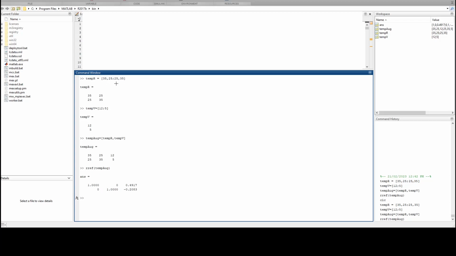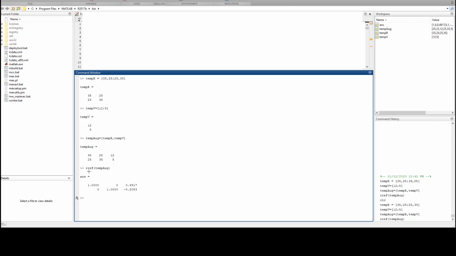You can see it's in the exact same form. I want to put it on the right-hand side, so I don't use a semicolon. I just use commas, temp R, temp V, and I don't put a semicolon at the end, which means it prints out the output. And you can see this is exactly what you want to have, the R matrix with the V vector appended on the right-hand side.